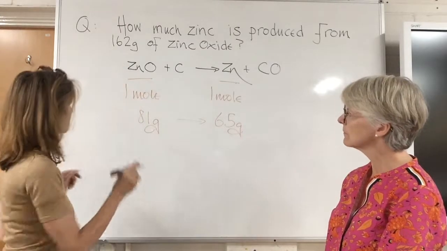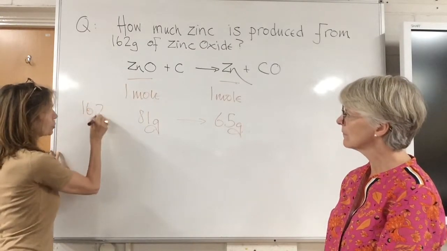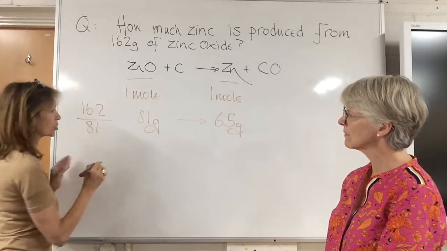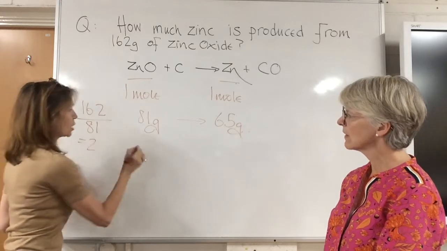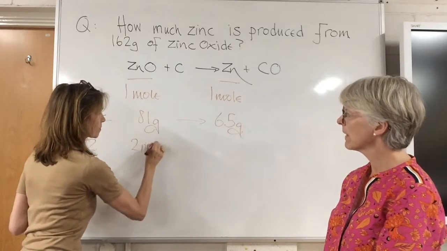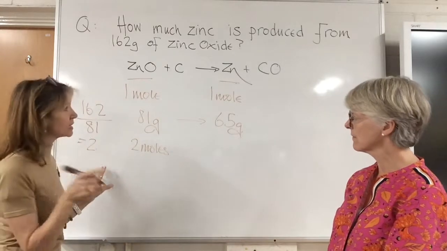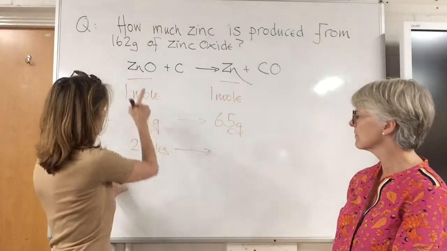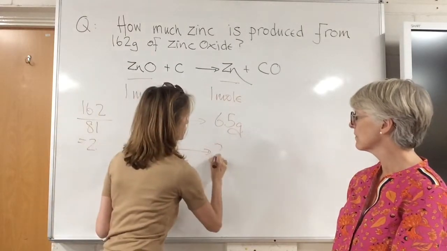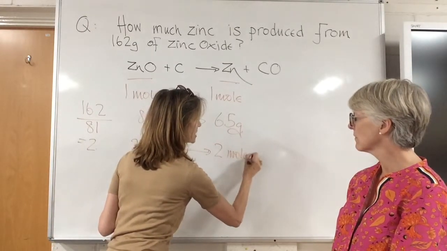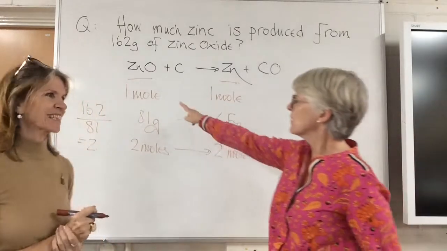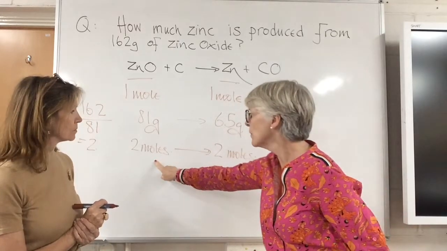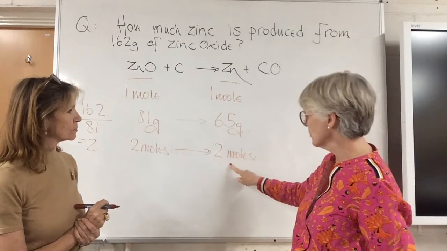So the mass would be 162 divided by the MR, which is 81. So we actually have 2. So we've got 2 moles of zinc oxide. And from the balanced equation, it would be 1 to 1, which means it would be 2 moles of zinc. Lovely. So because 1 mole of zinc oxide makes 1 mole of zinc, 2 moles of zinc oxide will make 2 moles of zinc.